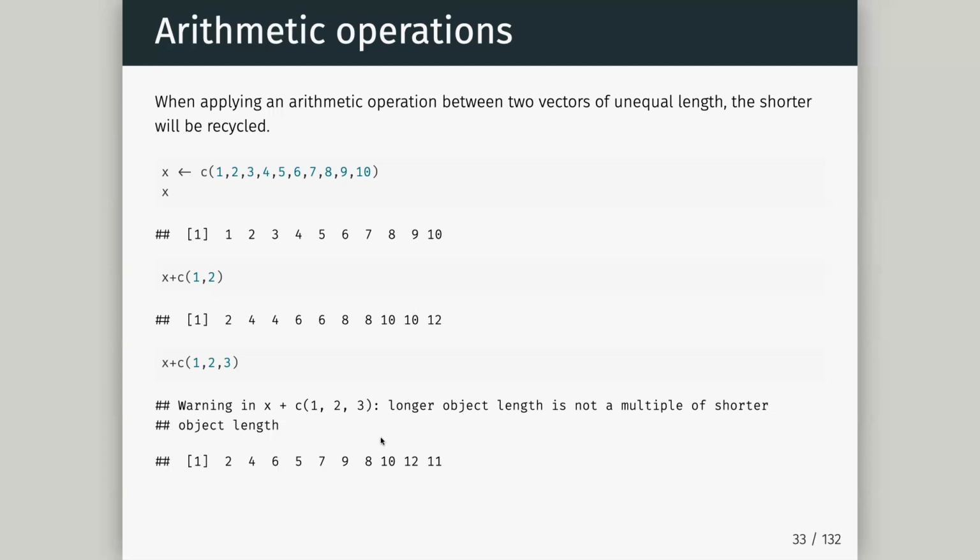But if I try and add to this vector something which is length 3, that's not going to fit into our longer vector. It's going to give us a warning: longer object length is not a multiple of shorter object length. And you can see what's actually happening here. It's adding together until it gets to this last one, and then it's going to try and add this vector, but it's only going to use the first element, and the rest is cut off.